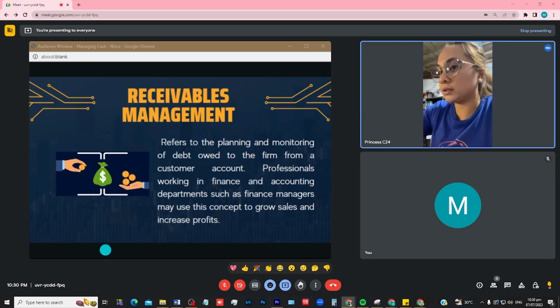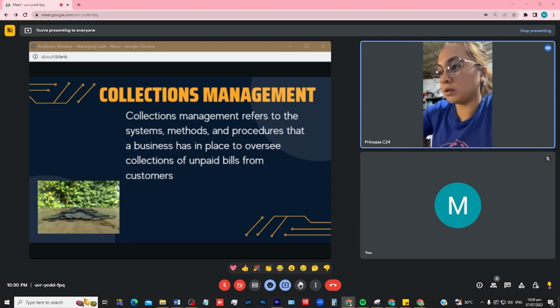Receivable management refers to the planning and monitoring of debt owed to the firm from a customer account. Professionals working in finance and accounting departments, such as finance managers, may use this concept to grow sales and increase profits. Next slide, collections management. Collection management refers to the systems, methods, and procedures that a business has in place to oversee collections of unpaid bills from customers.